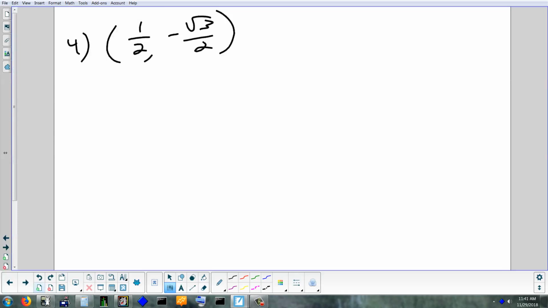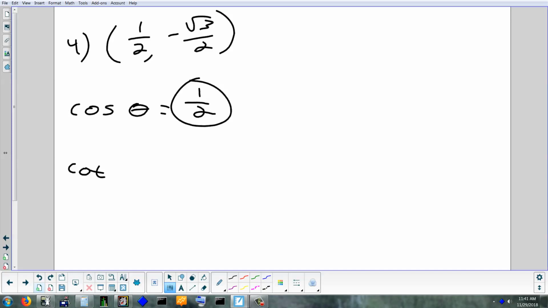Let's find the cosine of the angle represented by that coordinate. What would the cosine be? That would be your sine. So if this was multiple choice, I would definitely have that as a choice, though. Yep. 1/2. So the cosine is 1/2. Let's do the cotangent.